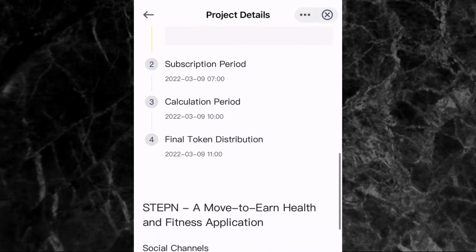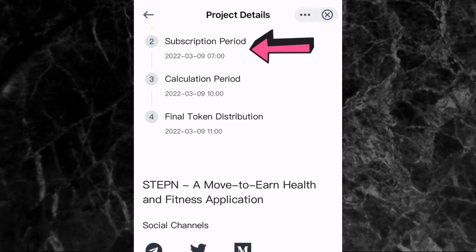The second stage, if you scroll up, is the subscription period. Now, this will start on March 9, 2022 by 7 a.m. So after they've already calculated the BNB you have in your spot wallet, and they've given you the maximum amount of BNB you can use to subscribe, then once it's 7 a.m. on the 9th of March 2022, you come to your Binance app and come here to subscribe to this project, and just take any amount of BNB you have or that you wish to stake for this project. And you must do that between 7 a.m. and the time which the third stage will start. Now, as you can see, the third stage is the calculation period, which will start by 10 a.m.